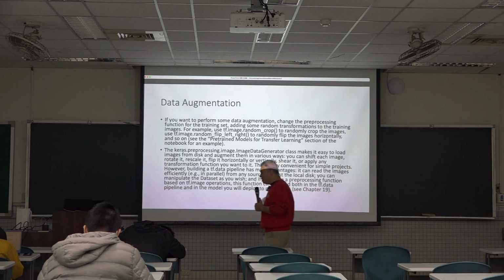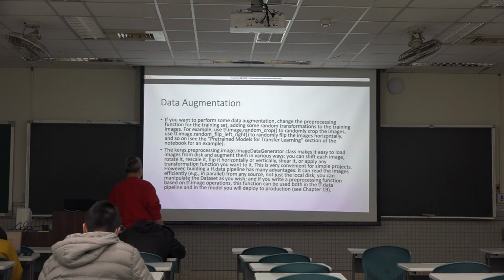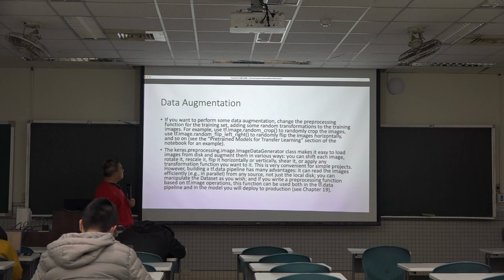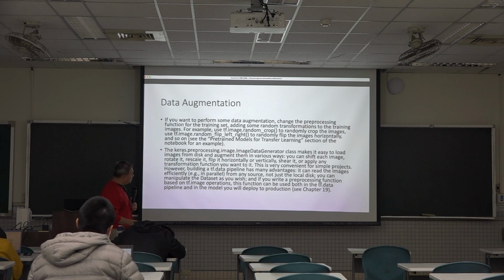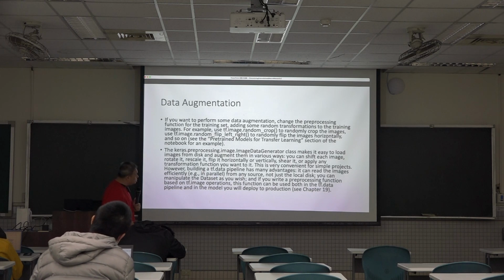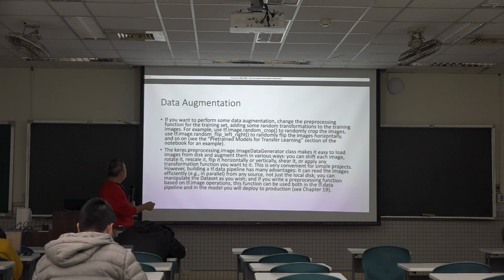We can also use data augmentation, as I already told you about earlier, I believe in the last chapter. So you can do, for example, tf.image.random_crop to randomly crop the image, or use tf.image.random_flip_left_right to randomly flip the image horizontally. There are all those different kinds of data augmentation functions you can call.